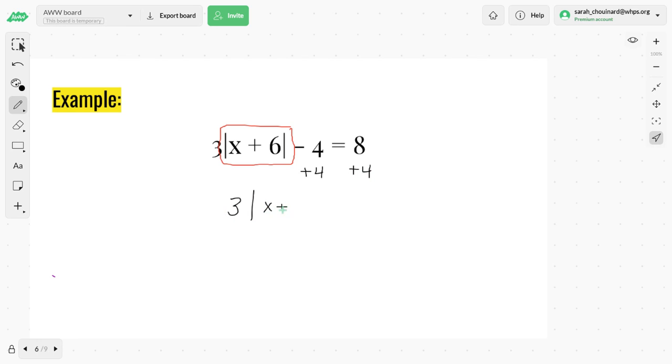We're going to get 3 times the absolute value of x is equal to 12, because that got rid of the -4. And then to get rid of the 3, this is multiplying the absolute value.